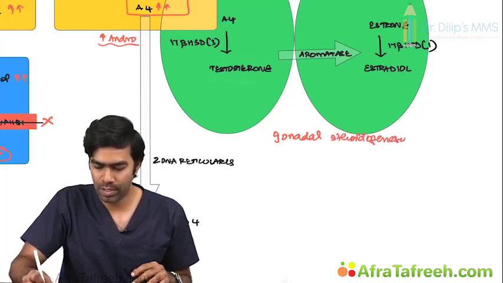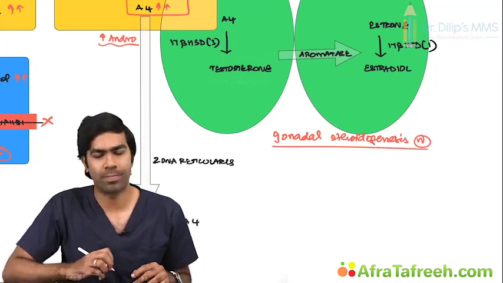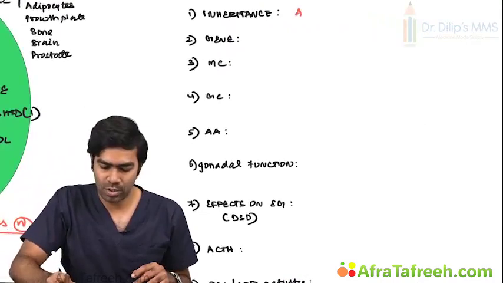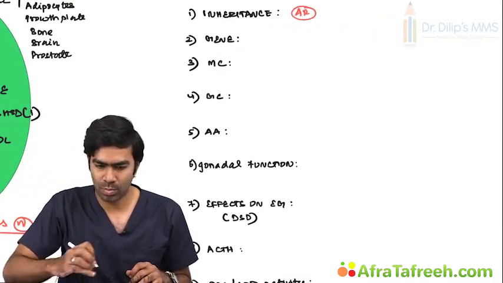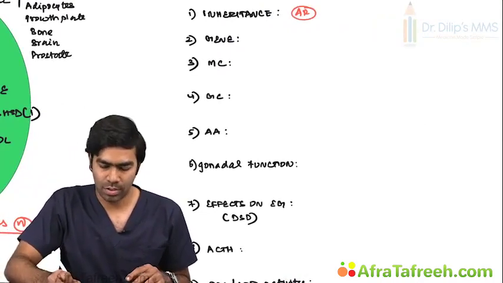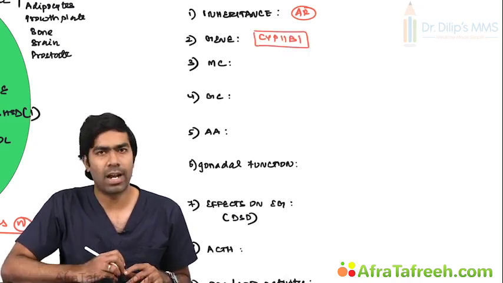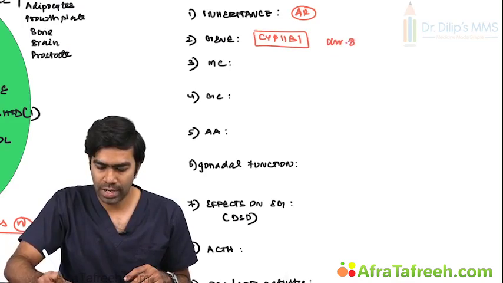Gonadal steroidogenesis will be completely normal and there will be no problem at all. So that's what I'm going to write here. So what will be the inheritance? Inheritance is surely autosomal recessive. There is no doubt about that. All are autosomal recessive. So gene will be CYP11B1, we know that. And the chromosome is chromosome number 8.